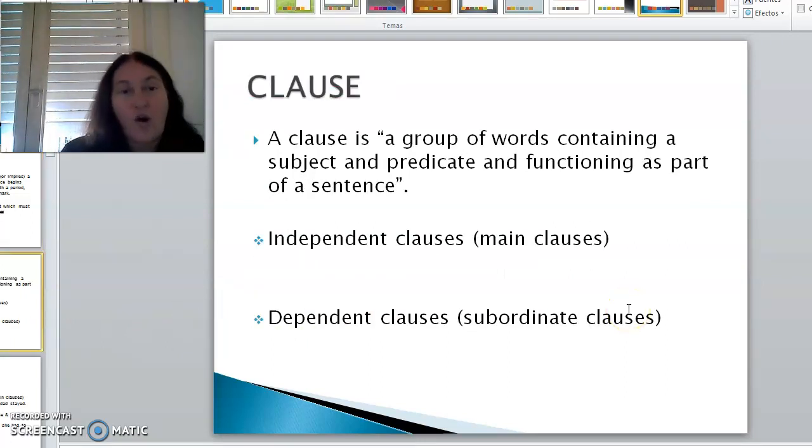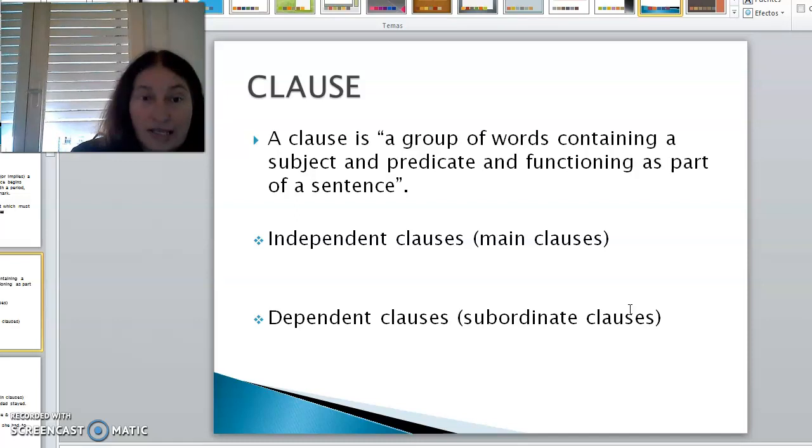All right, a clause is a group of words containing a subject and predicate. If we stopped here, we might think we are defining a sentence. But the thing is, we should go on. A clause then is a group of words containing a subject and predicate and functioning as part of a sentence. All right? Clauses belong into sentences. It may sound difficult, but let's look at how clauses are subclassified.